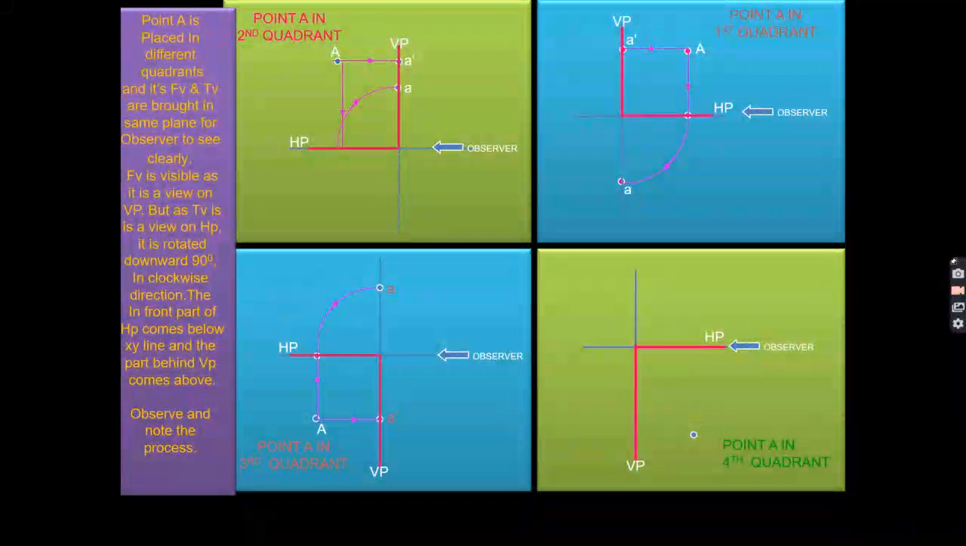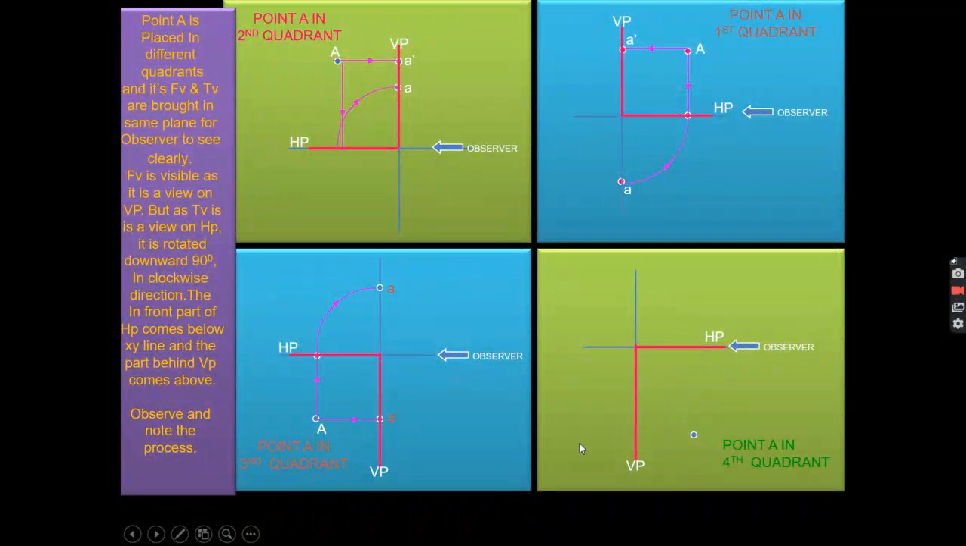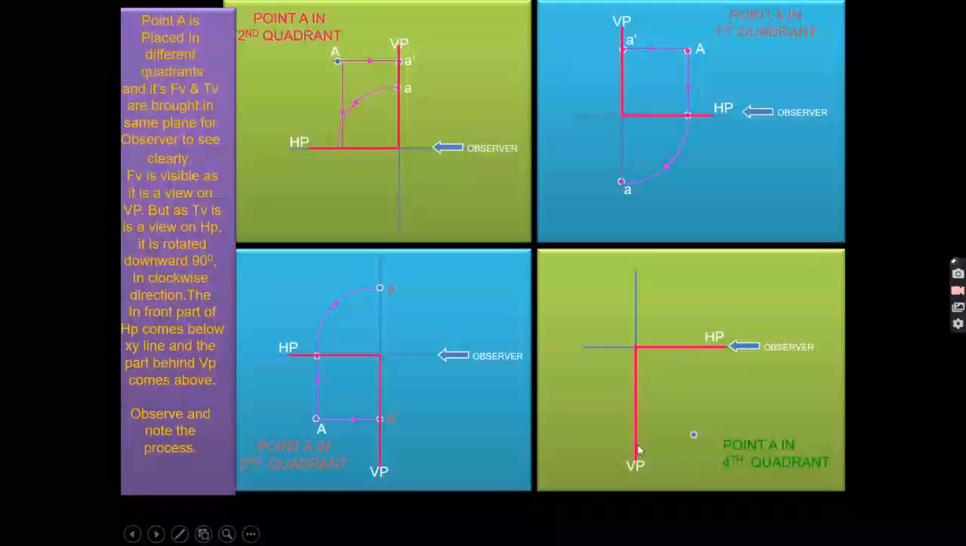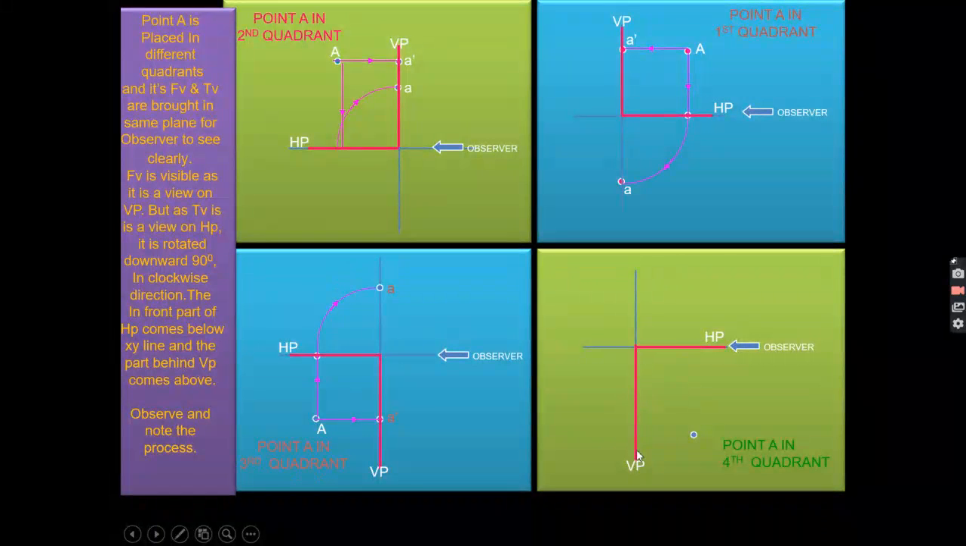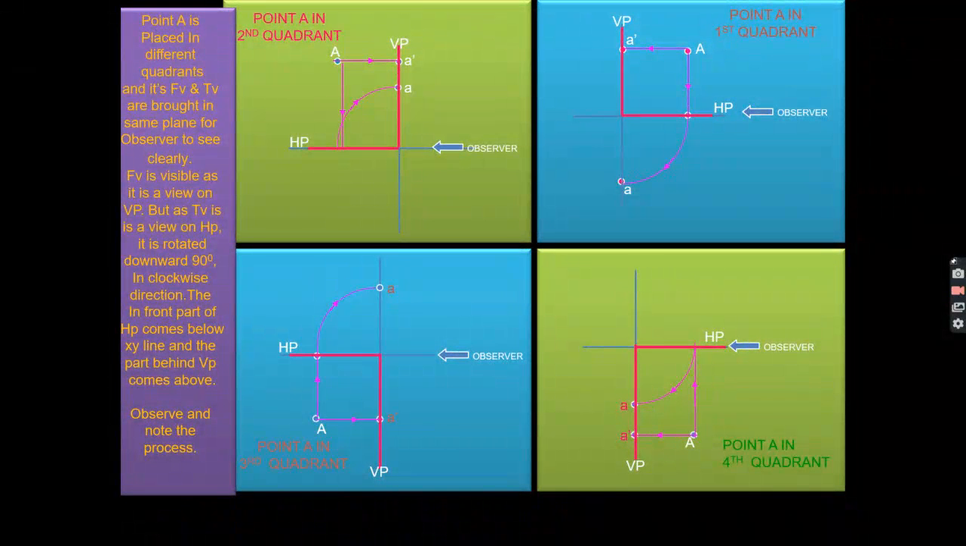And here you can see this, if your point is in the fourth quadrant, then your horizontal plane you have to move downward in the clockwise direction. Then again your horizontal plane and vertical plane lie, or you can say coincide. Okay, so both will be below the reference line.